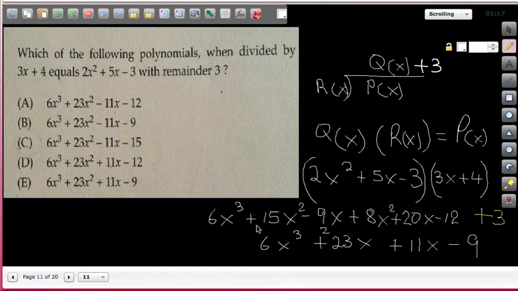Simplifying this out, 6x cubed, 15x squared plus 8x squared gives me 23x squared. Then we have 20 minus 9, which is where we get 11x. And we have 9 here, and the answer is E. That's the correct answer right there.